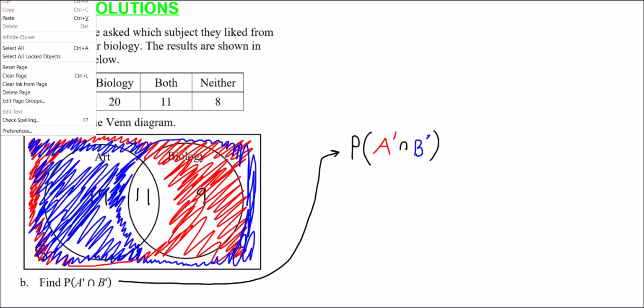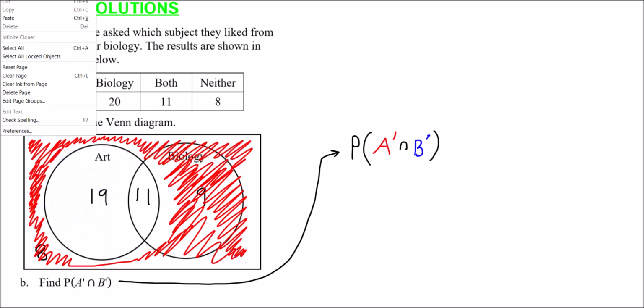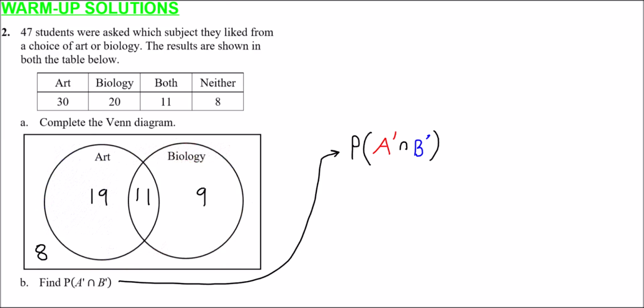So if I just get rid of what I just did to make it nice and clear again. So what we're after here is this 8. And so 8 is in the region of having nothing to do with A and nothing to do with B. So that's going to be 8 people out of a total of 47. Let's now have a look at question 3.